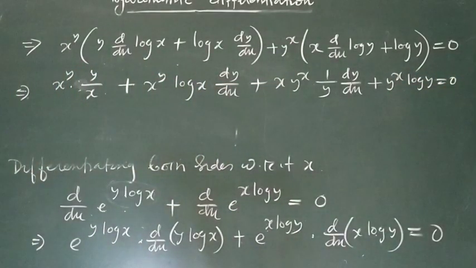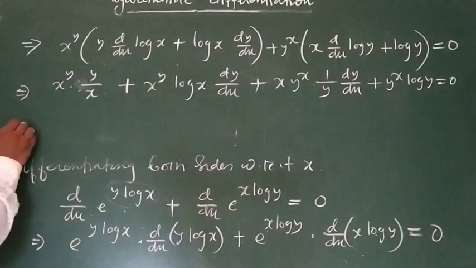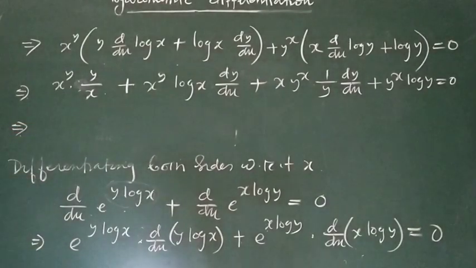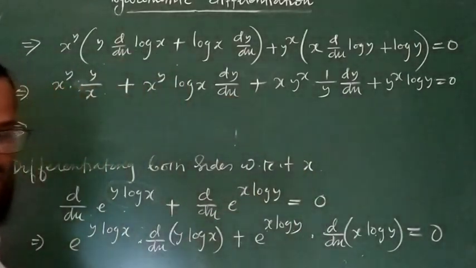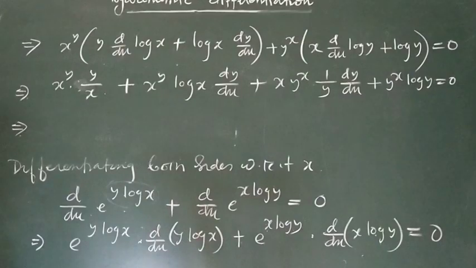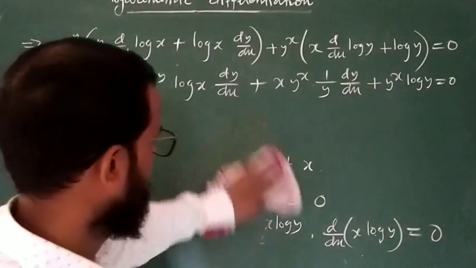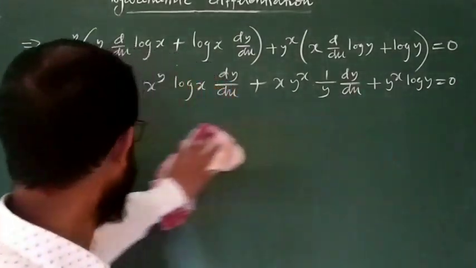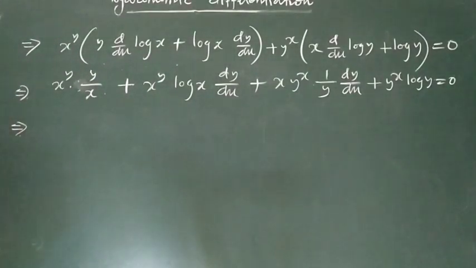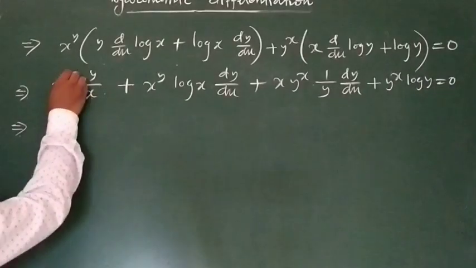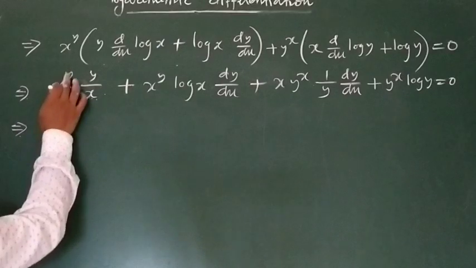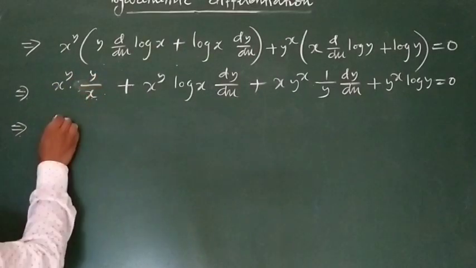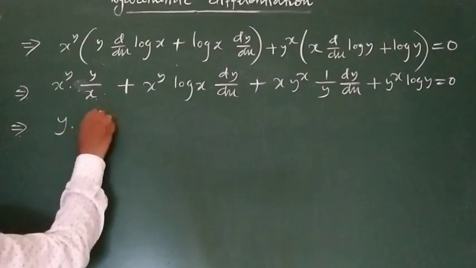Okay, now we collect all the terms containing dy by dx. The terms with dy by dx will be on the left hand side, and all the terms not containing dy by dx on the right hand side. Okay, so here x to the power y and x to the power 1 will cancel a little, x to the power y into y, y into x to the power y minus 1.